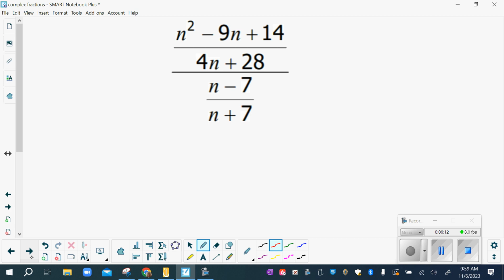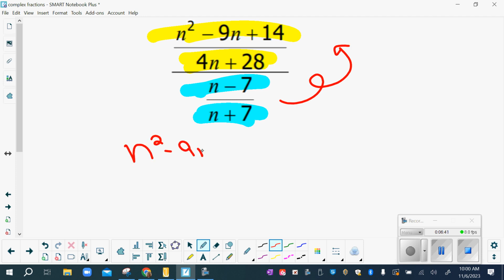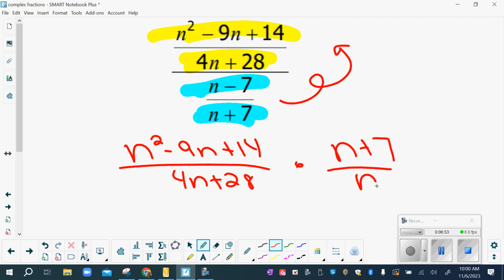Okay, step 1. Do I have a fraction on the top? Let's take a look. Yep, that's a fraction. Do I have a fraction on the bottom? Yep, I do. Step 2, twirly flip. I'm writing this down. So here's what I have: n squared minus 9n plus 14 over 4n plus 28 times twirly flip n plus 7 over n minus 7.